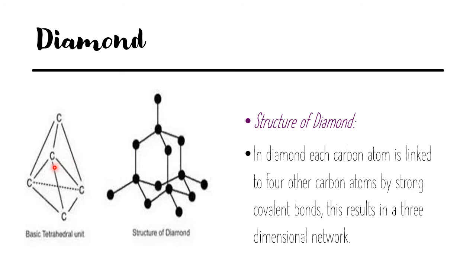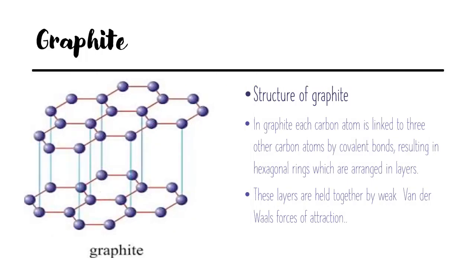At the same time, all four valencies of the carbon are bonded. There is no more free electron. As there is no free electron, diamond is a bad conductor of electricity. Next crystalline form of carbon is graphite. Let us discuss the structure of graphite.